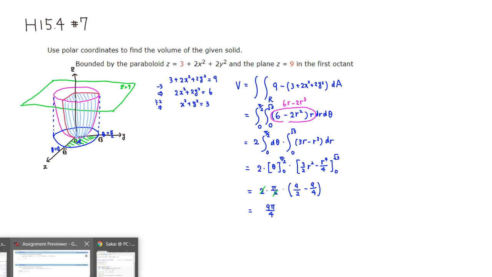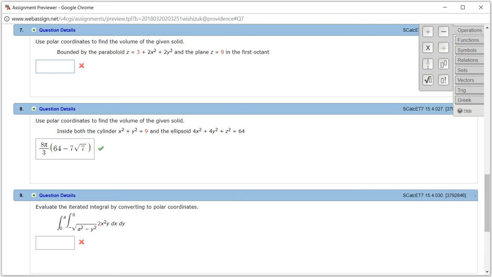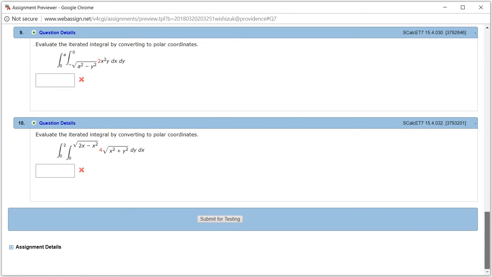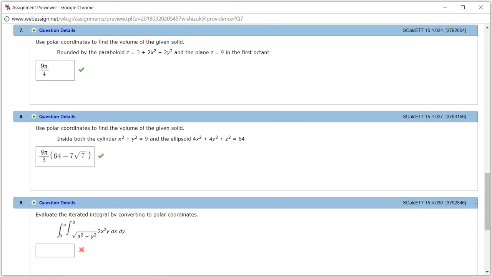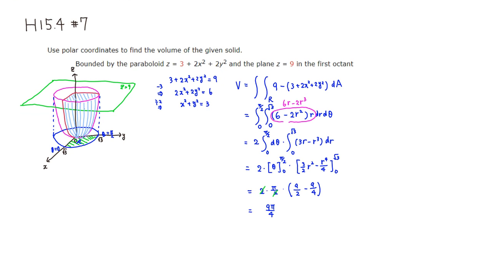Let's type it in. So we got 9 pi over 4. Submit for testing. It came back and looks like we got this one correctly. That's it. I hope that this was clear.